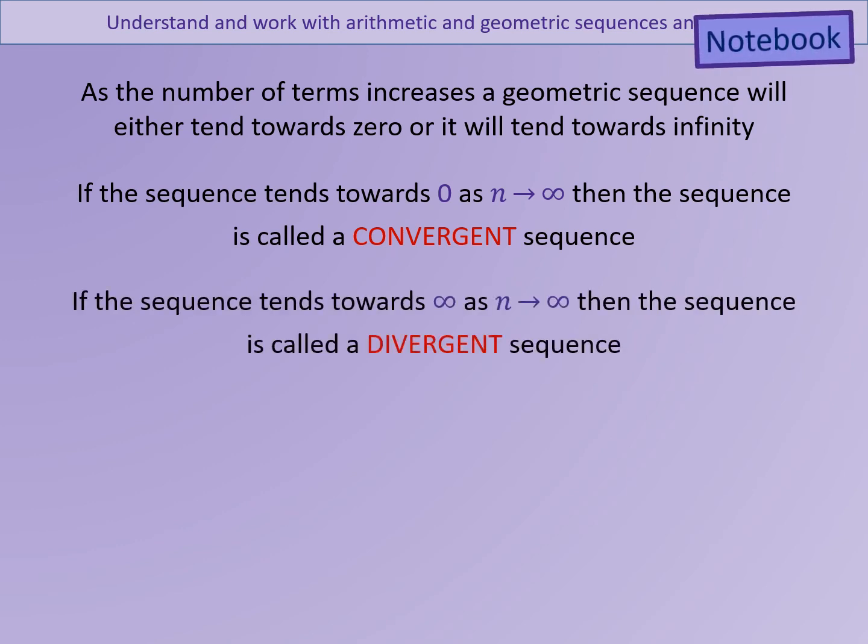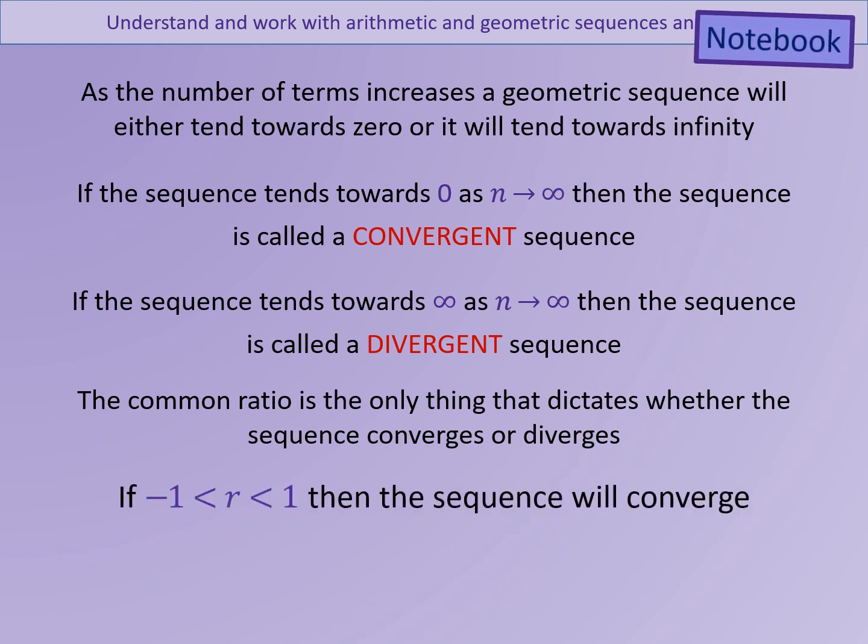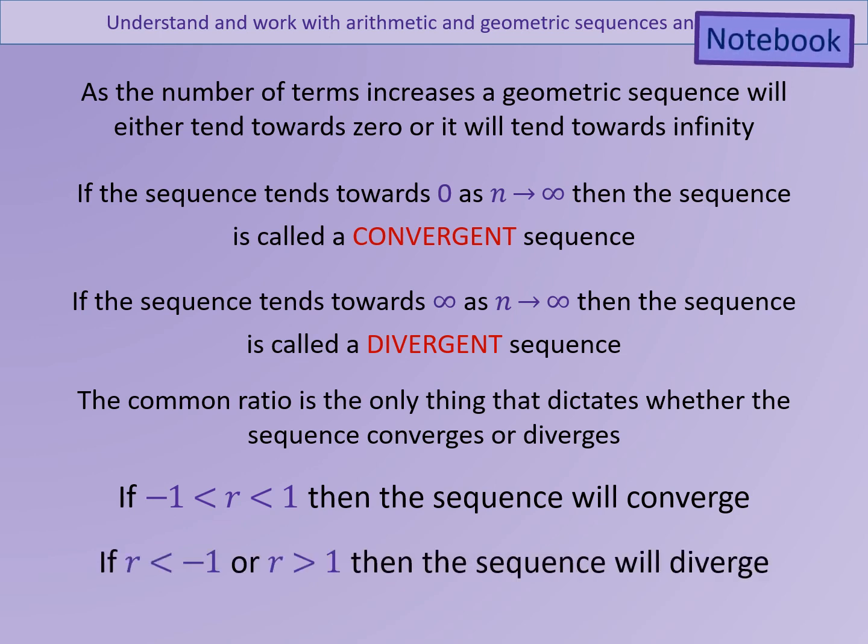If we're in the situation where the terms are tending towards infinity, we call this a divergent sequence because the terms are not tending towards a limit. And the thing that dictates which of the two situations we are in is the common ratio. If the common ratio is between -1 and 1, then the terms will be getting smaller and smaller each time, and therefore the sequence is converging to zero. If the common ratio is either greater than 1 or less than -1, then the terms will be diverging. Notice that if the common ratio is negative, the terms will be diverging, but also oscillating between positive and negative.